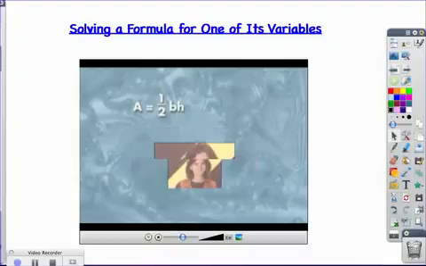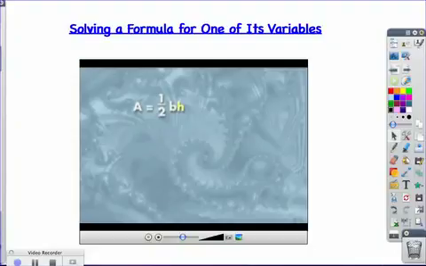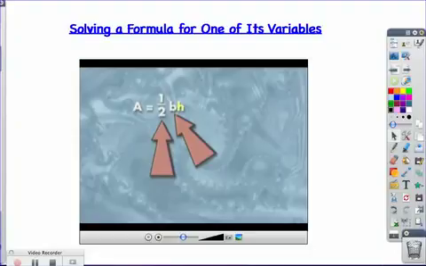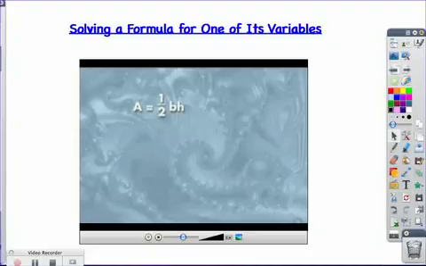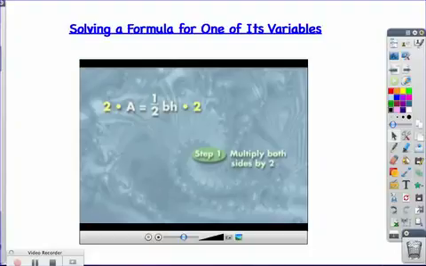Then, to finish solving for h, we'll carry out the second step, dividing both sides by the base, b. On the left, 2A divided by b cannot be simplified any further. On the right side, with bh divided by b, the b's divide out, leaving us with h. So the formula reads 2A divided by b equals h. And we've changed the subject of the equation from A to h.